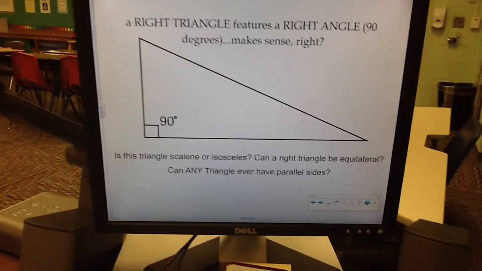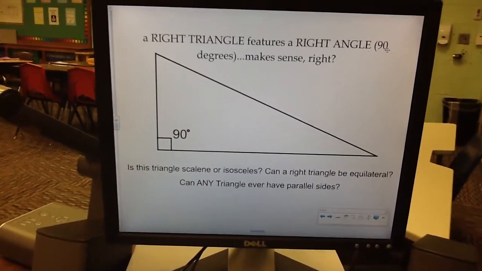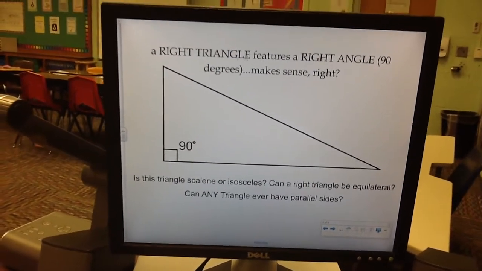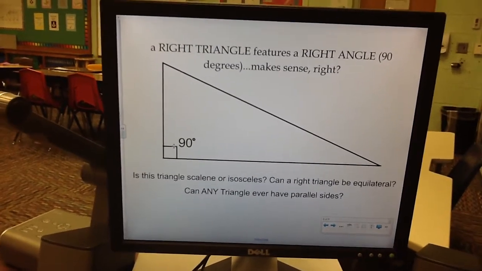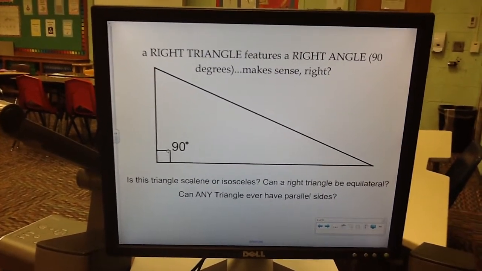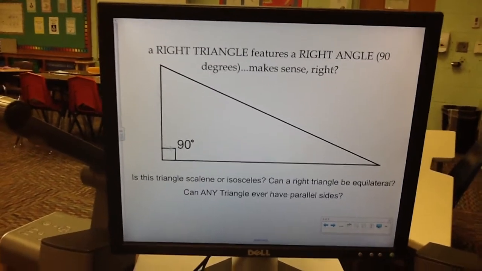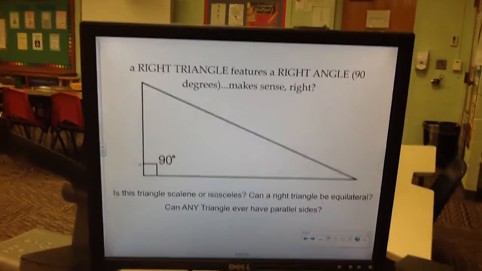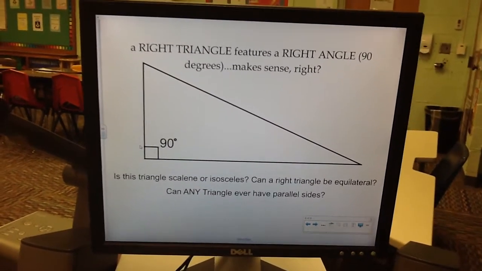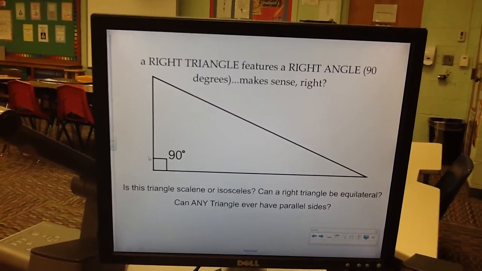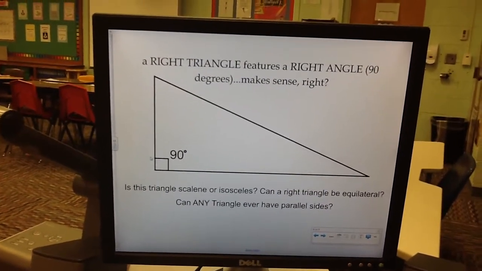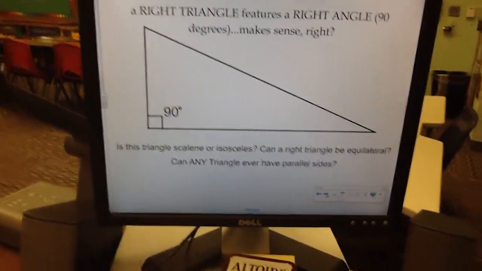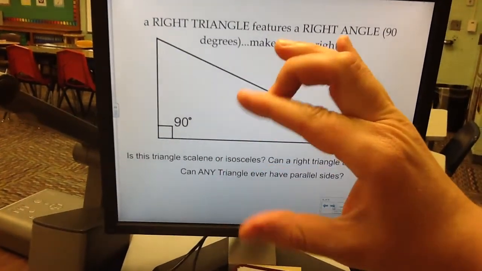A right triangle is another type of triangle. It features a right angle, and we know that right angles are 90 degrees. Makes sense, right? A right triangle features a right angle. You see that this right here is your 90 degree angle. It has our little box or edge of the paper that makes it look like it's 90 degrees. Is this triangle scalene or isosceles? Can a right triangle be equilateral? Can any triangle ever have parallel sides? Those are three questions I would like for you to answer and bring to class tomorrow. It'll be fun!